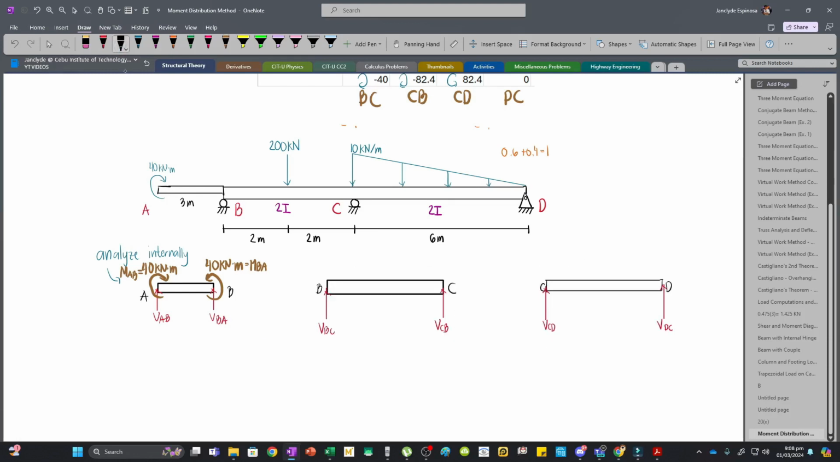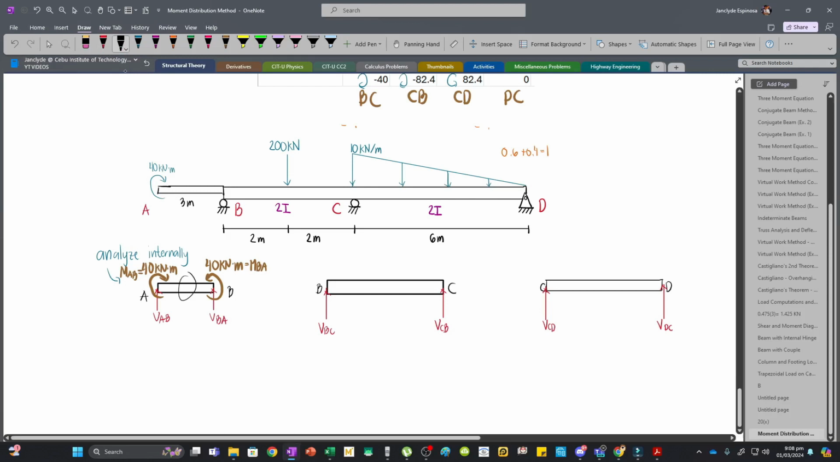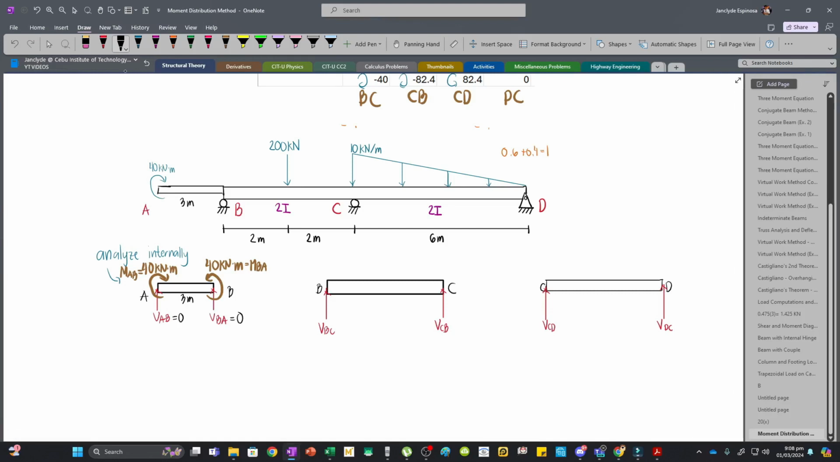Now, diba, since we don't have vertical forces here, only moments, our VAB and VBA will just be equal to 0. So, this is 0, and this is also 0. And then next, for BC, we'll include the concentrated load. And so we have 200 here. And then this is 2 meters, as well as this one.